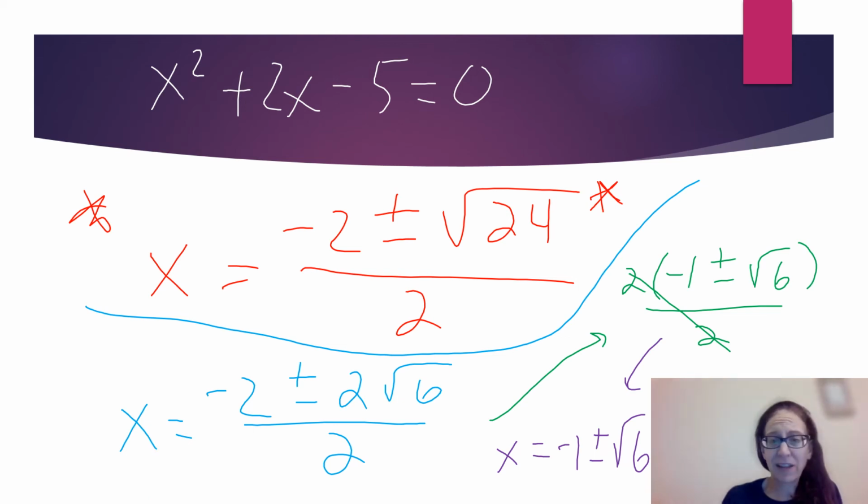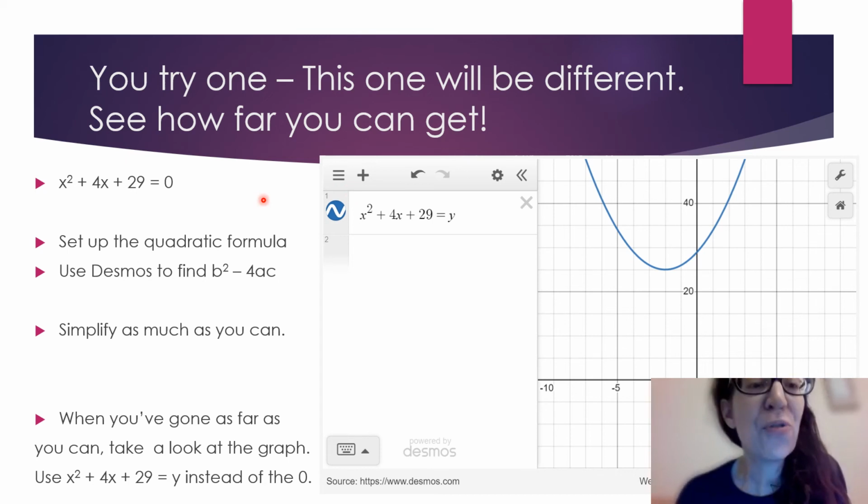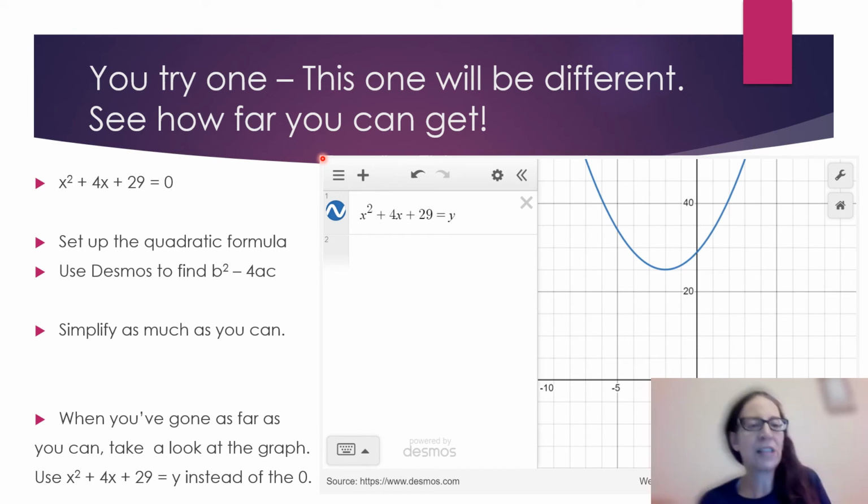Now we're going to see what the next slide is going to do. Okay, I had to retake it. So this one I want you to try. I do want you to pause the video and actually try to work this one out, and then I will talk about it. We'll go over it in the video, but the problem is x squared plus 4x plus 29 equals 0.